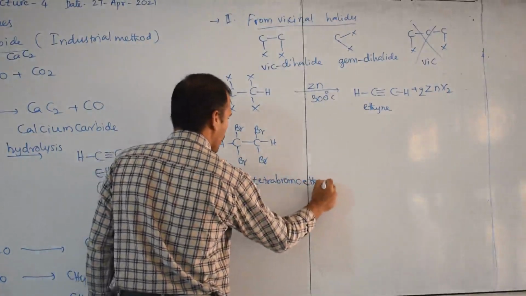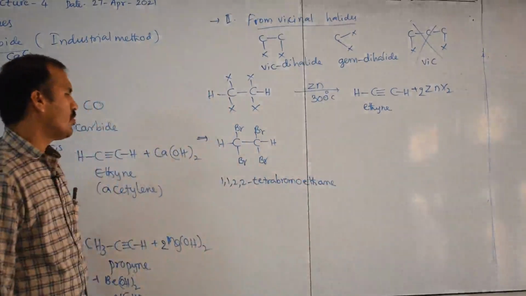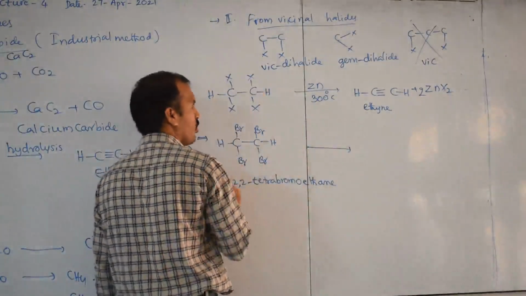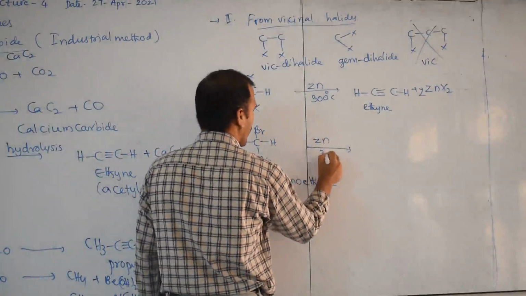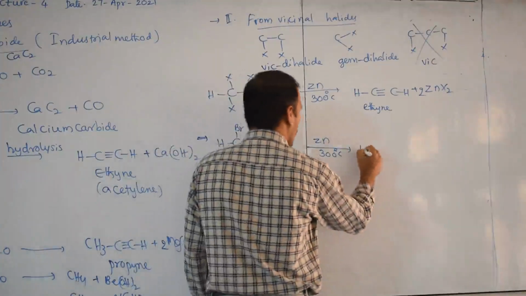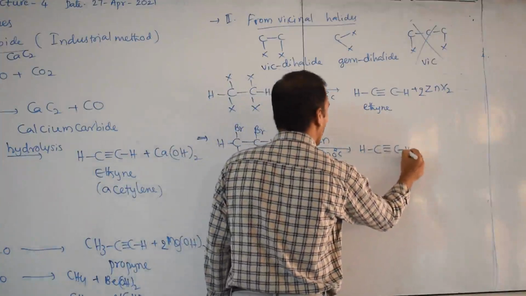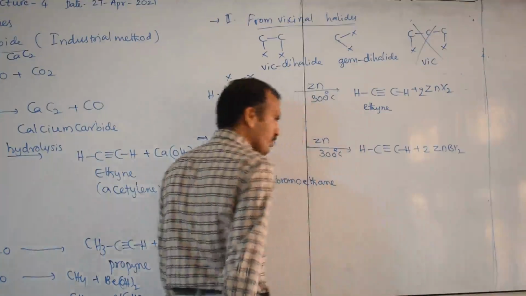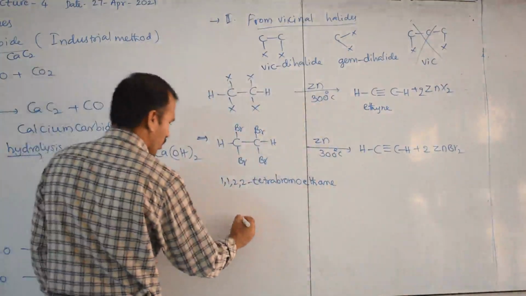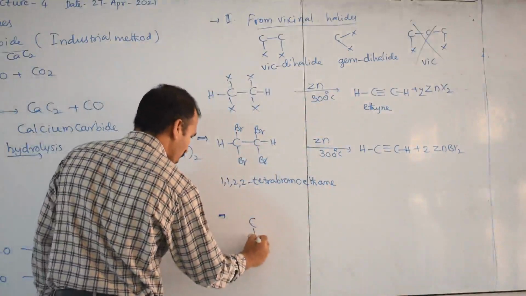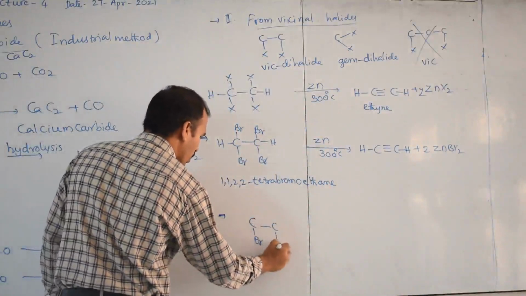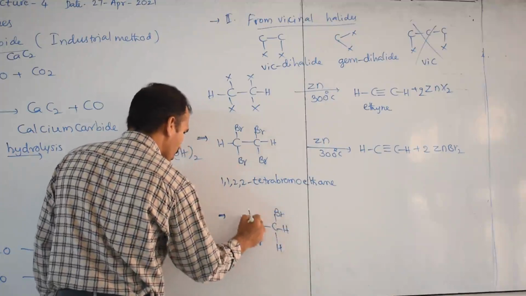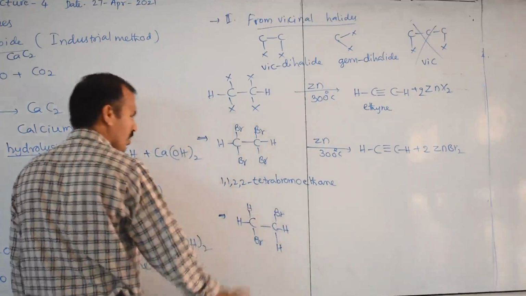2 carbon ethane, 1,1,2,2-tetrabromoethane. Then instead of X here, I took bromine. Therefore, with the same zinc at nearly 300 degrees Celsius, you will get HC≡CH plus 2 moles of ZnBr2. Now one example here: Br, Br, or you can write it the opposite way also. This is Br, H, H, H, H.